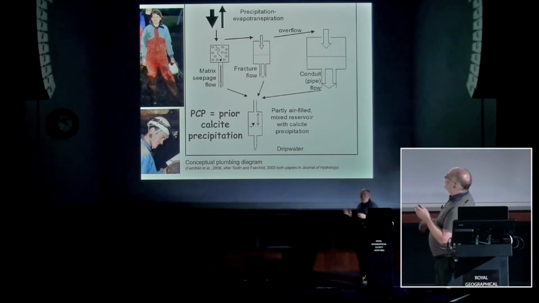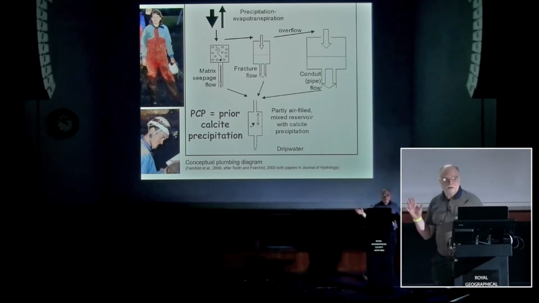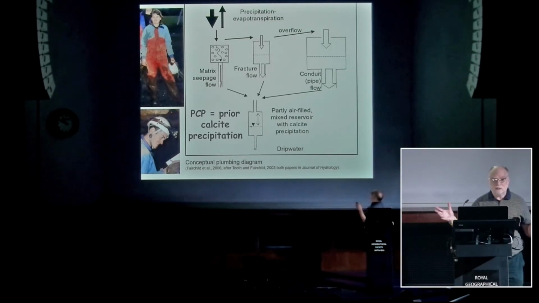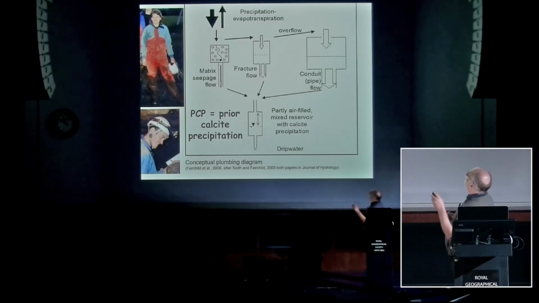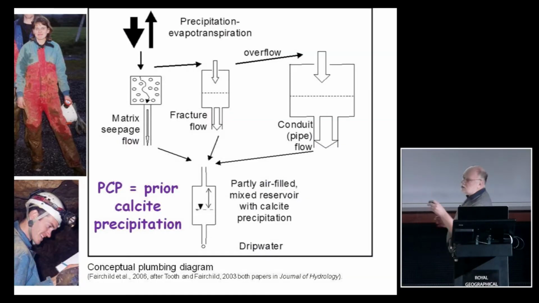So one approach that we can take is to think of the karstic system as like a plumbing system, and you can have these different ways in which water will pass through. The matrix is a bit like a sponge, and the fracture is a bit like a crack, and the conduit is essentially like a pipe. And we can have different combinations of flow representing the different parts of the karstic aquifer.